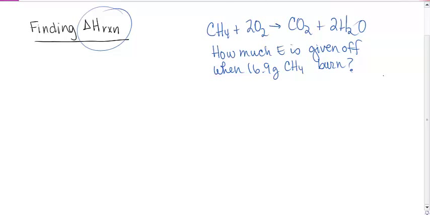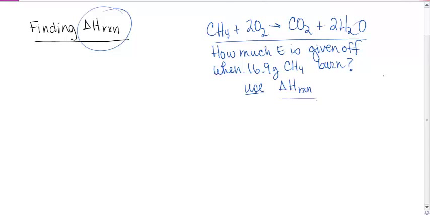So whenever you're asked a question like this about energy or heat, when there's a chemical reaction, then you're going to have to use heat of reaction. Just like if you were asked a question about ice melting, you would use the heat of fusion. Or if you were asked a question about a substance boiling, you would use the heat of vaporization. If you're asked about a chemical reaction, you're going to use the heat of reaction.